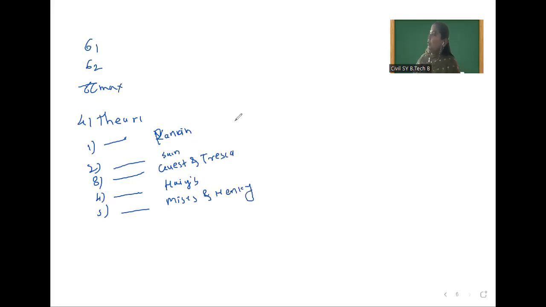So here you have to remember name of scientists. After that, the particular theory is applicable for brittle material or ductile material, and equations for each and every theory. So this is the syllabus we have studied in structural mechanics 1.